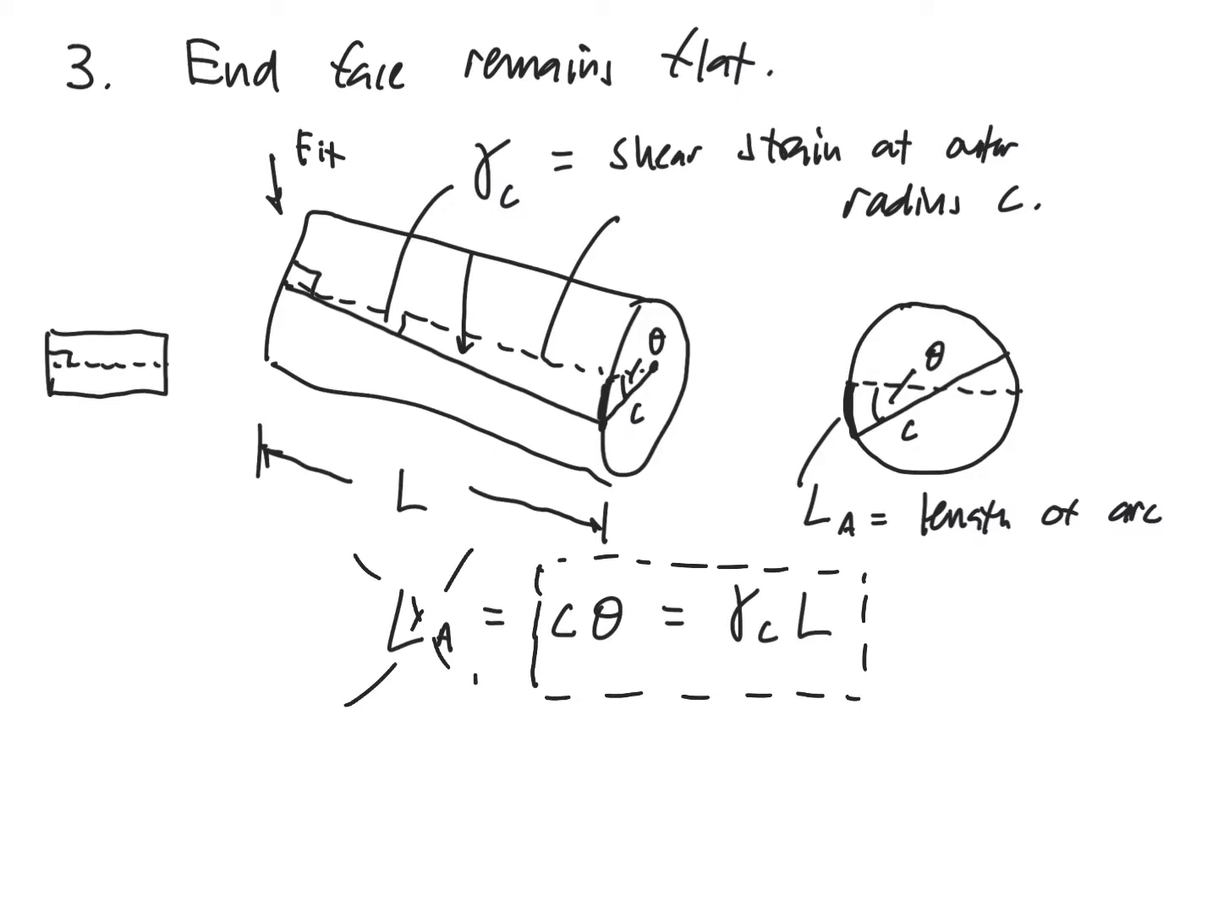Now, at this point, the only things that we know are L, the length of the segment that we care about, and we also know C, the outer edge. So that guy we know. This we know. We do not know theta. We do not know the shear strain at the outer edge.